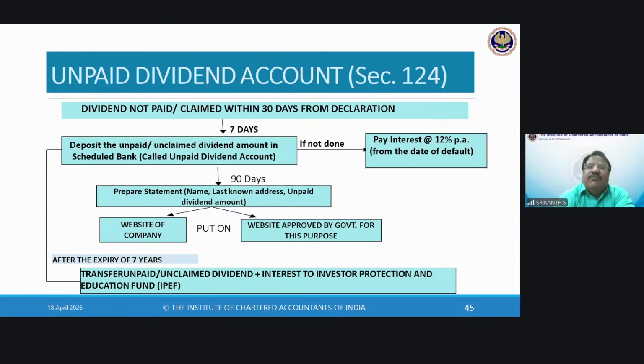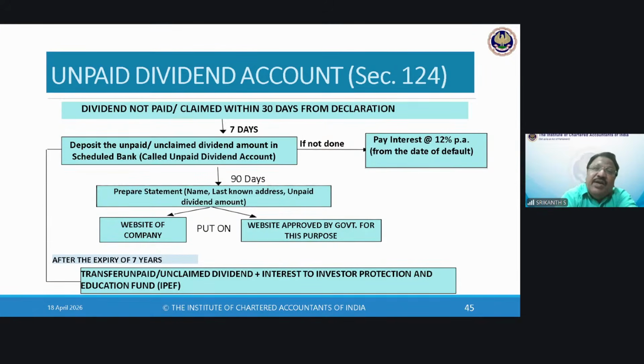Now, we come to another very important point here. You can say in terms of importance, this is the second most important topic. Declaration of dividend out of accumulated reserves is a good, important area, and this is the next most important area. You should know these very well.